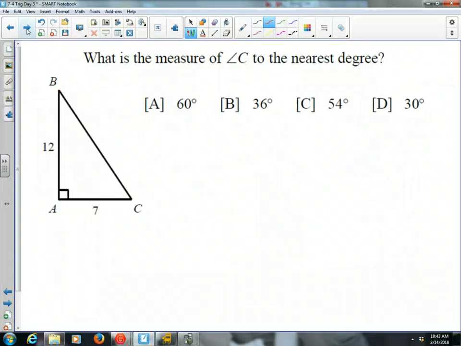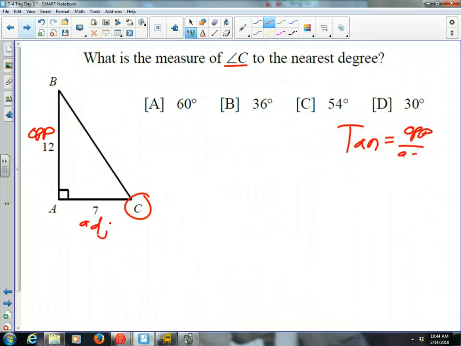Which trig function are we using on this one? Well, if we want to find the measure of angle C, we're going to say that 12 is opposite of you, and 7 is adjacent to you. So which trig function are we going to use with the opposite and adjacent? The tangent equals opposite over adjacent, doesn't it? So let's use the tangent. The tangent of angle C equals opposite, 12, over adjacent, 7.